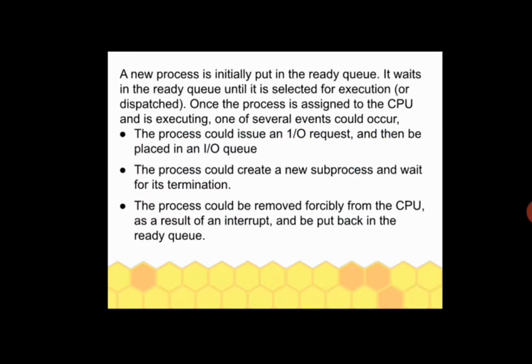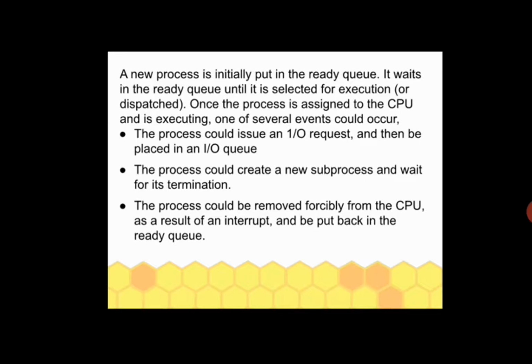So the next thing is, a new process is initially put in a ready queue. It waits in the ready queue until it is selected for the execution. Who is going to select it for the execution? It will check whether all the information is fit or not. If everything is set, if everything is fine, then only that particular process is taken for the execution.